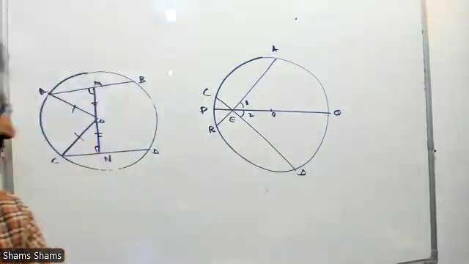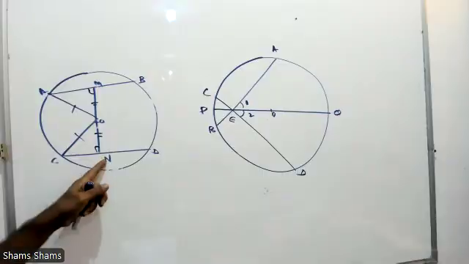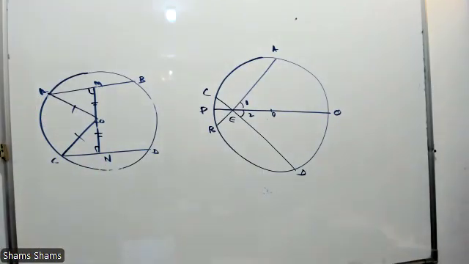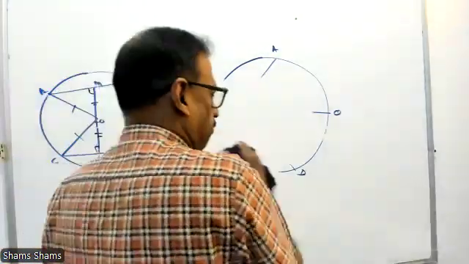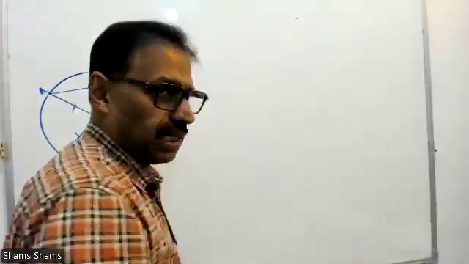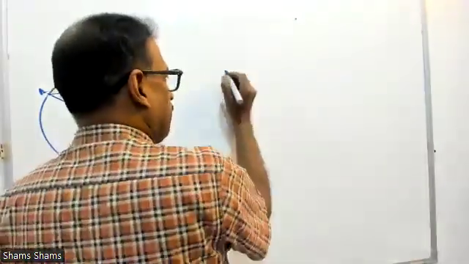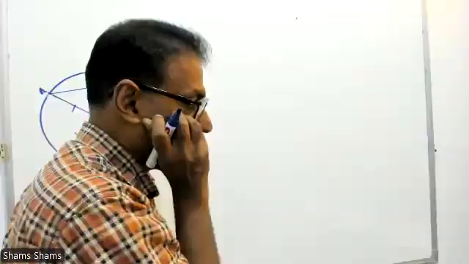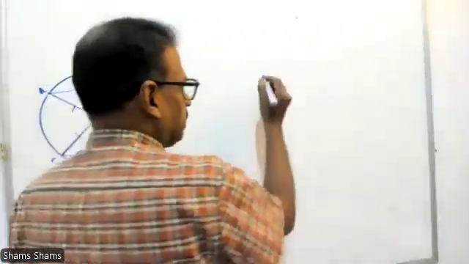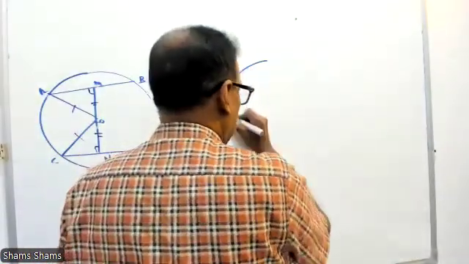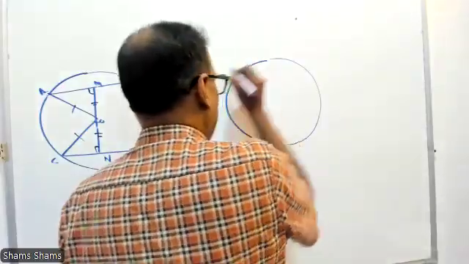Finish. That means here what is given? OM equals ON, then AB equals CD. Okay, now listen. Just four theorems now finished, right? Just conclude. The first one is equal chords.